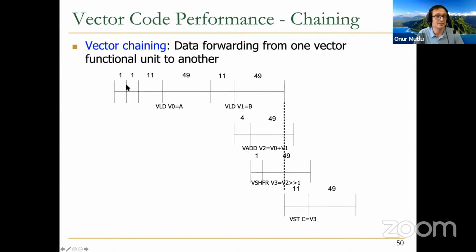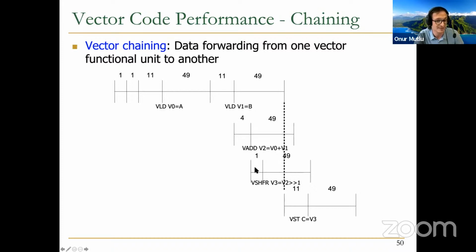So basically, what will this change? Data forwarding from one vector functional unit into another. These are the scalar instructions. These are the two loads. Now, at the end of the 11th cycle of the second load, we have the first element of both A and B ready in vector 0 and vector 1. So we can start the add. And in consecutive cycles, we have the consecutive elements of B ready and A also ready, and we can do the add on those. So basically, we are overlapping the load and add by doing the chaining, as you can see. And the result of add, the first element is ready after 4 cycles.